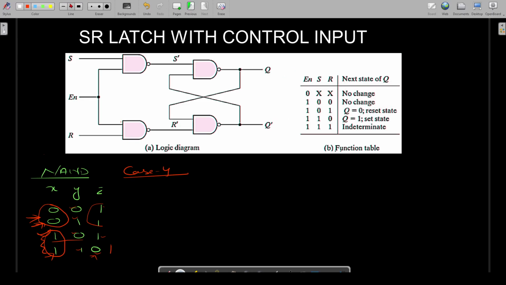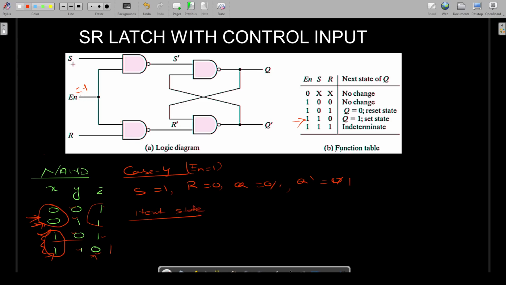Okay. And now we are talking about this particular condition, case 4. Enable pin is equal to 1, so we are keeping it constant. Enable is equal to 1. And in this case, the value of S, let us take 1, and the value of R is equal to 0. The previous value can be anything, 0 or 1, or here Q dash also equal to 0 or 1. So the previous value can be anything, it doesn't matter. Now we'll see what happens in the next state.